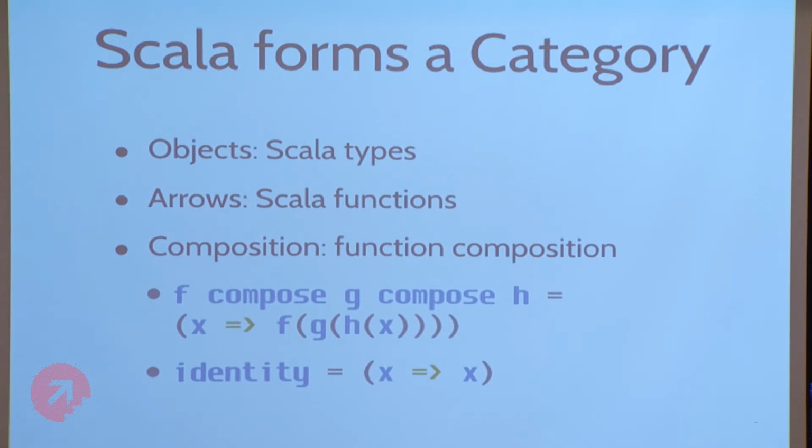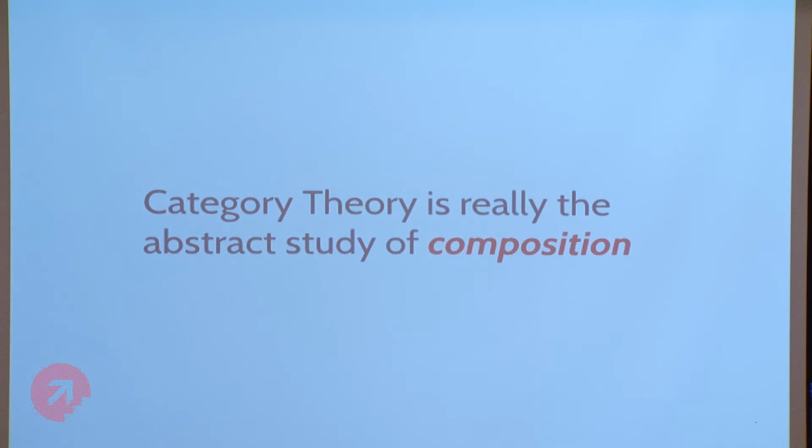So Scala forms a category, where the objects are the Scala types. The arrows are Scala functions, so just functions that take values of those types and return values of some other types. And composition is just function composition, which is associative and has an identity. So it's definitely a category. And the plot of category theory is really about composition. So category theory is the abstract study of what kind of things we can compose. What kind of stuff is compositional? Which is to say, what kind of stuff is like functions.